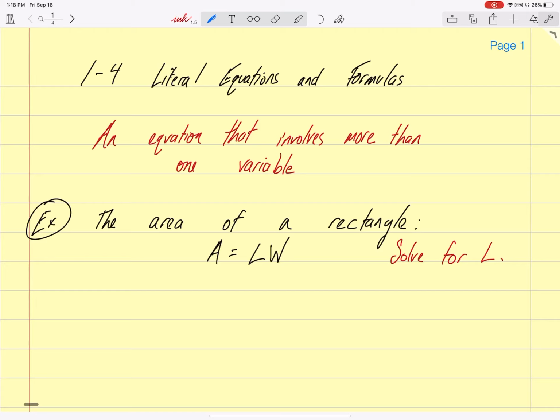So if you look at it, L is multiplied by W. So if two things are multiplied, the way to undo that is to divide. So we're trying to get L alone, so we just need to get this W out of the way. So on the right, these W's cancel, and we'd just be left with L equals A over W. And I know I flipped that, so the L is on the left. I just do that because I'm used to it.